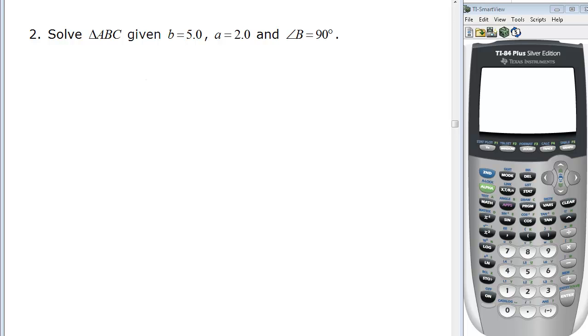In this video, we're going to solve a couple of right triangles to practice that skill. So we'll start here with example 2. Solve triangle ABC given b equals 5, a equals 2, and angle B is 90 degrees.